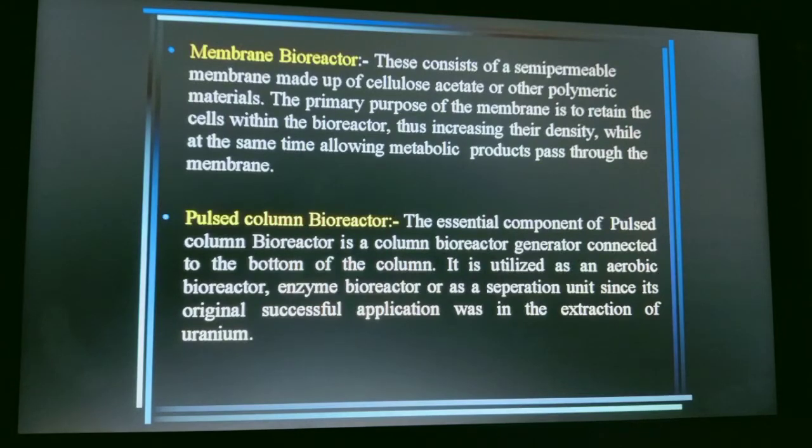Membrane bioreactor, which uses a semi-permeable membrane made of cellulose acetate or other polymeric materials, while at the same time allowing metabolic products to pass through the membrane. Pulsed column bioreactor, very important. The essential component of the pulsed column bioreactor is that it is connected to the bottom of the column and is utilized as an aerobic bioreactor or enzyme bioreactor.